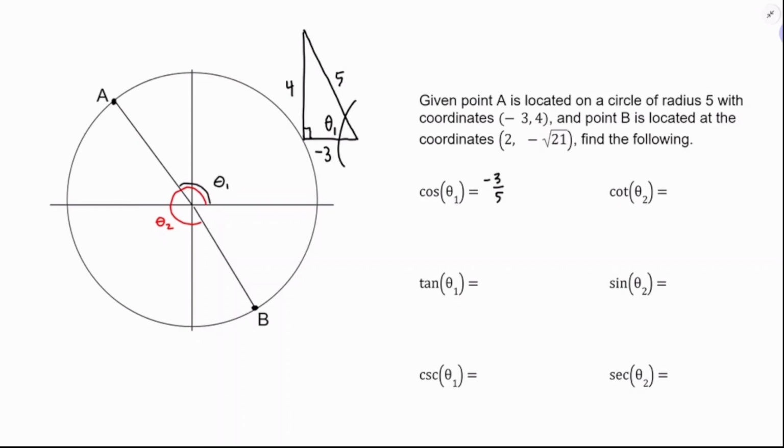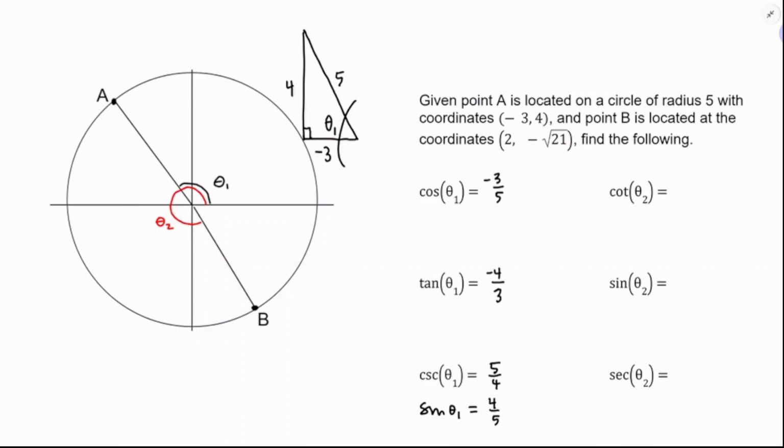Oh, no, theta 1s are all along the left. Tangent of theta 1 is opposite over adjacent. 4 over negative 3 is negative 4/3. And cosecant of theta 1, okay, well, sine of theta 1, I'm going to start with that. That's opposite over hypotenuse. 4 over 5. So cosecant is 5 over 4.